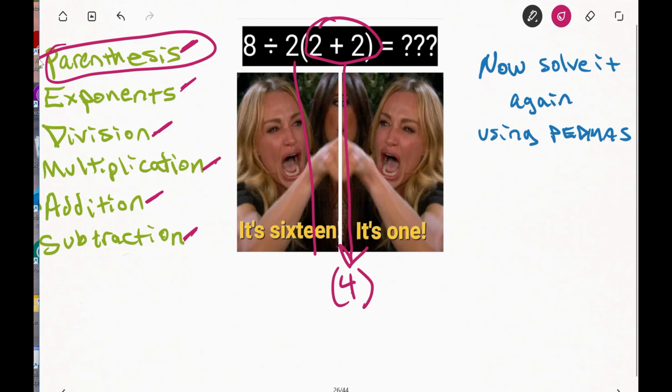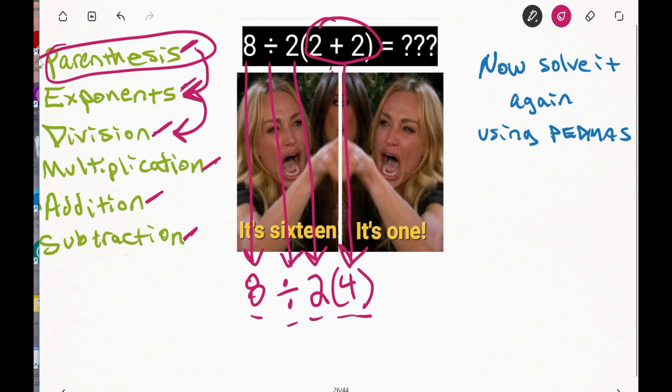Okay, so now we have this 2 outside of the parentheses, and then we have this division sign, and then we have this 8. So now, after we solve the parentheses, we have 8 divided by 2 times 4. Well, now we have to look at PEMDAS, and when we did the parentheses, now what about exponents? Are there any exponents here? No, there's no exponents, so we can move on. What about division? Is there any division here? And division and multiplication can kind of be done at the same time. They tie, and so do addition and subtraction.